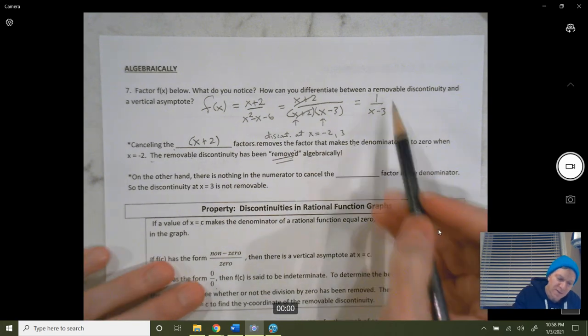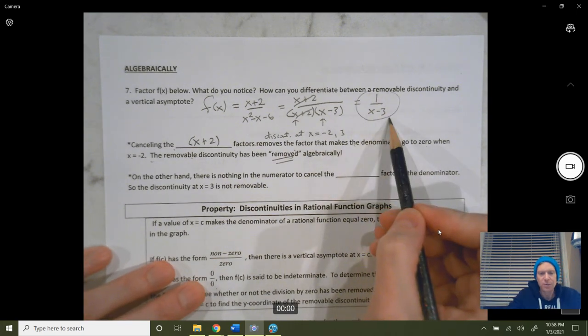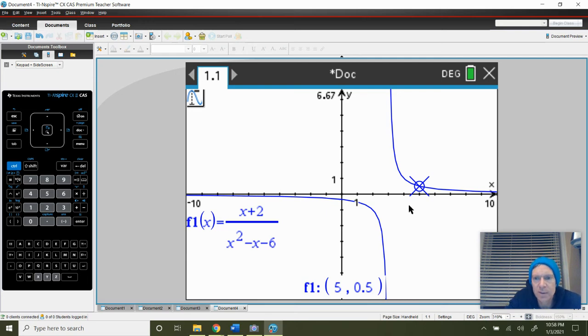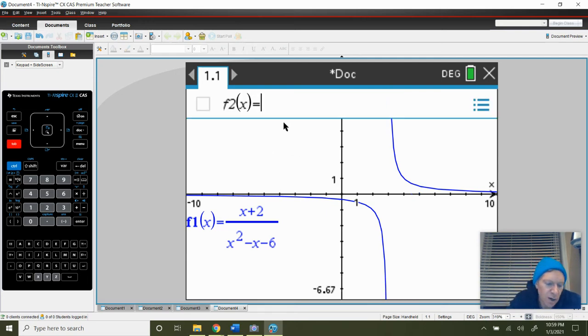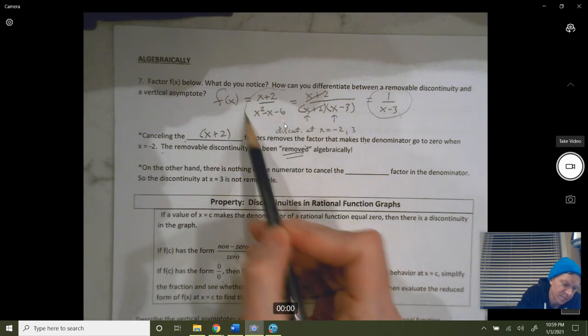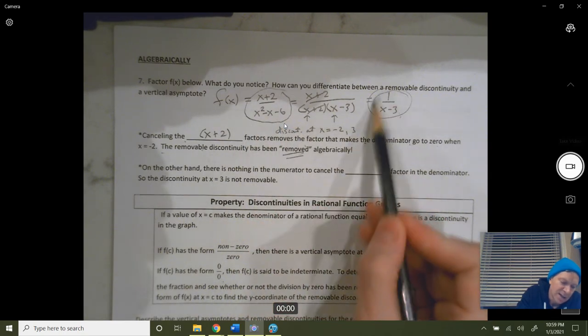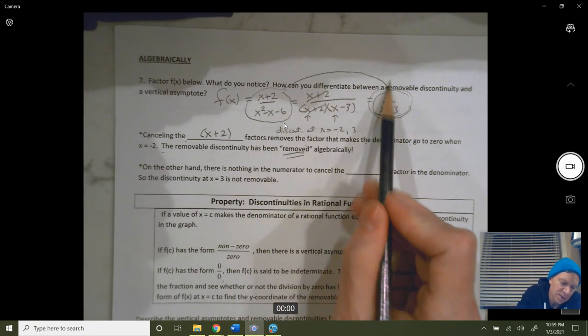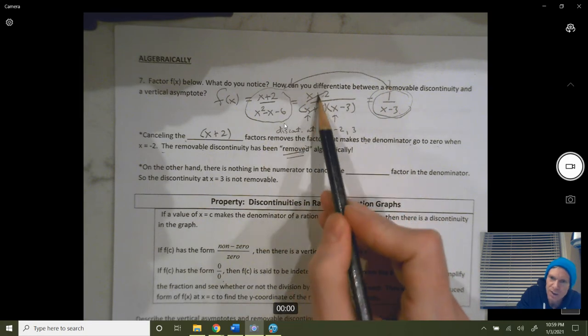If we're going to graph this thing, let's actually graph it on our graph. The nice thing about the graph is we can hit the tab, and we're going to just graph our new function, 1 over x minus 3. We first graphed this thing, and now we're graphing this thing. These should basically be the same function because we canceled x plus 2 over x plus 2.